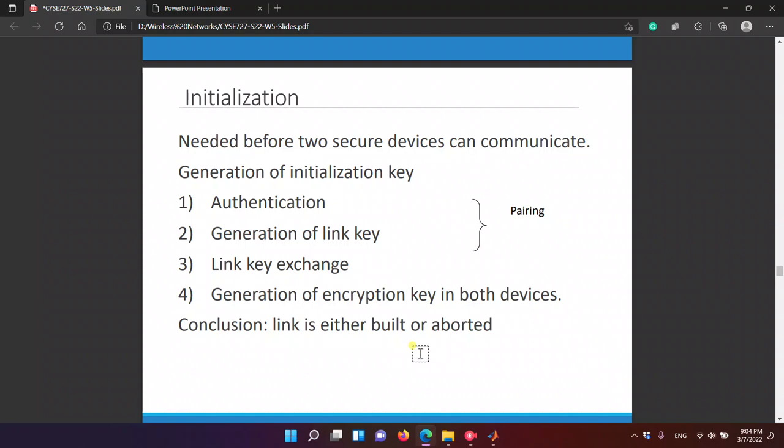Initialization is needed before two secure devices can communicate. So we have the generation of the initialization key. Step 1 is authentication, 2 generation of the link key, 3 link key exchange, and step 4 generation of the encryption key in both devices. The conclusion is the link is either built or aborted.